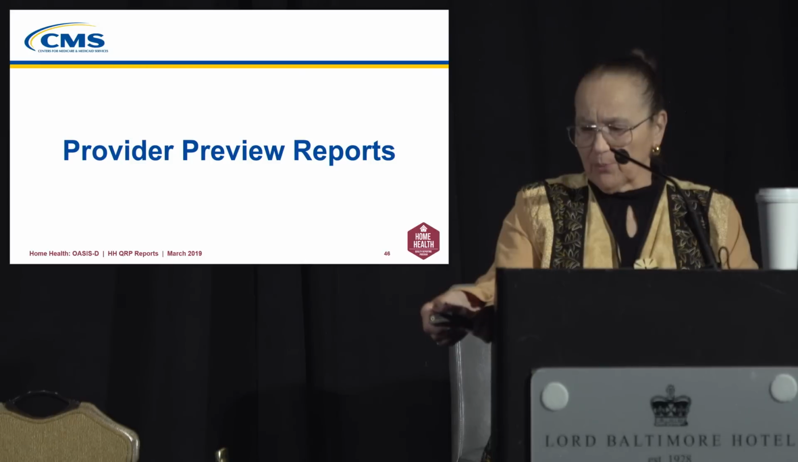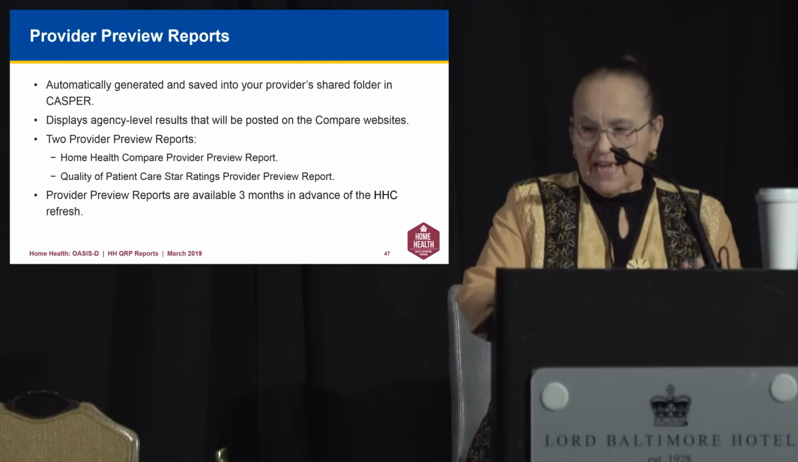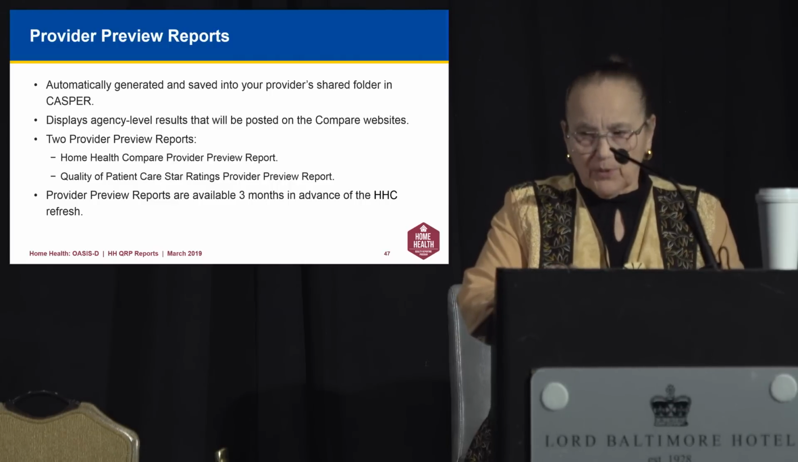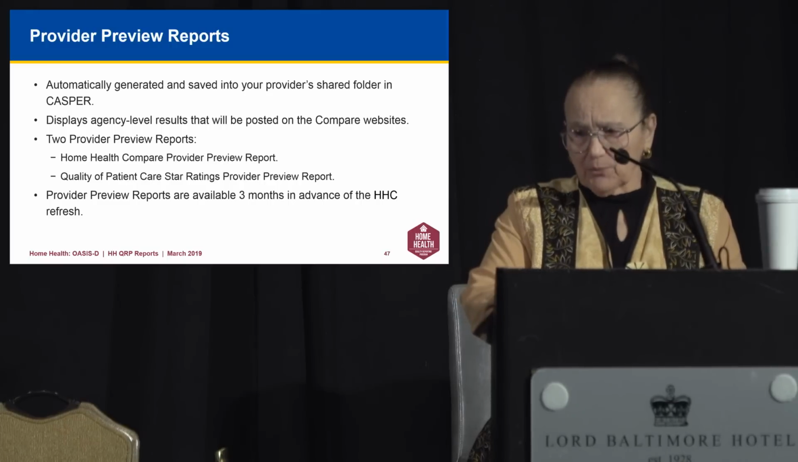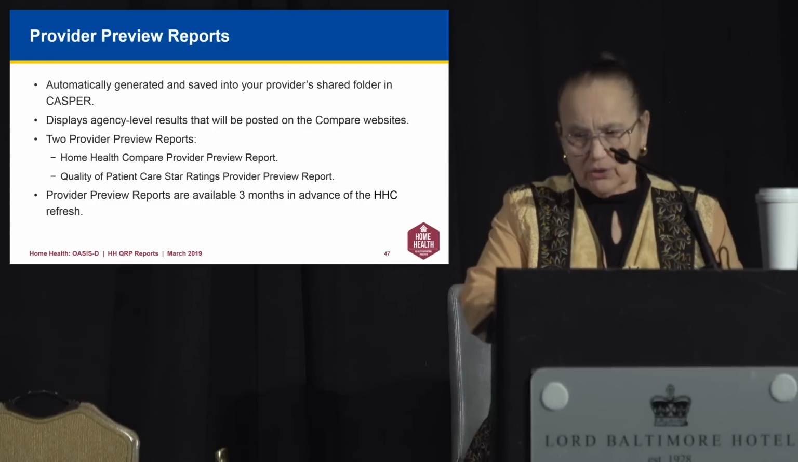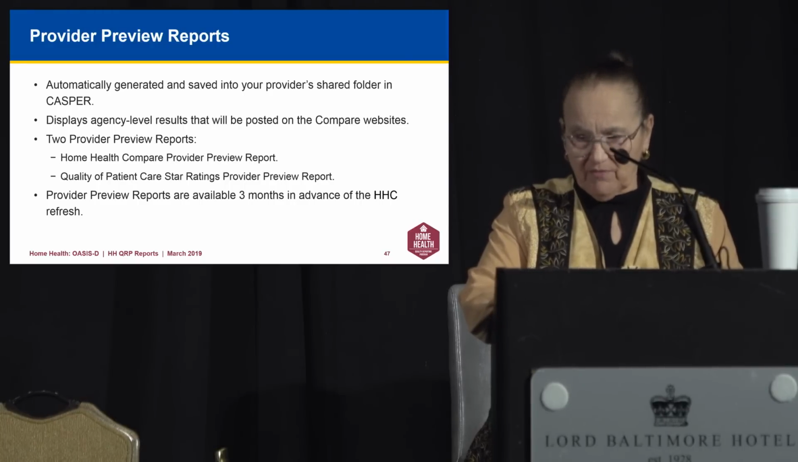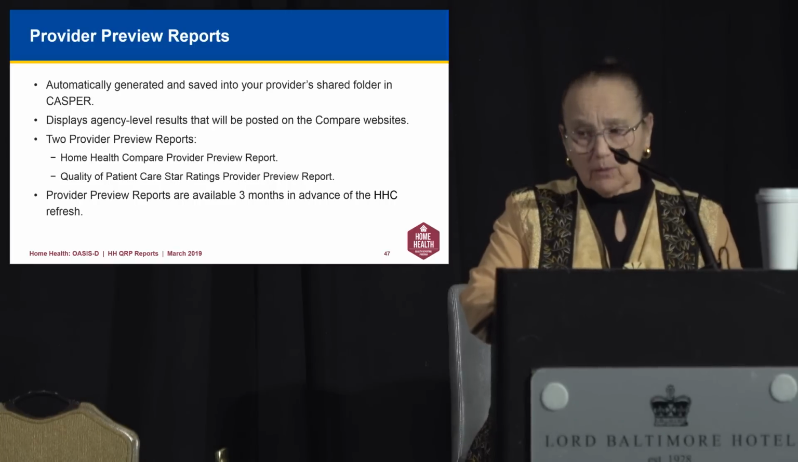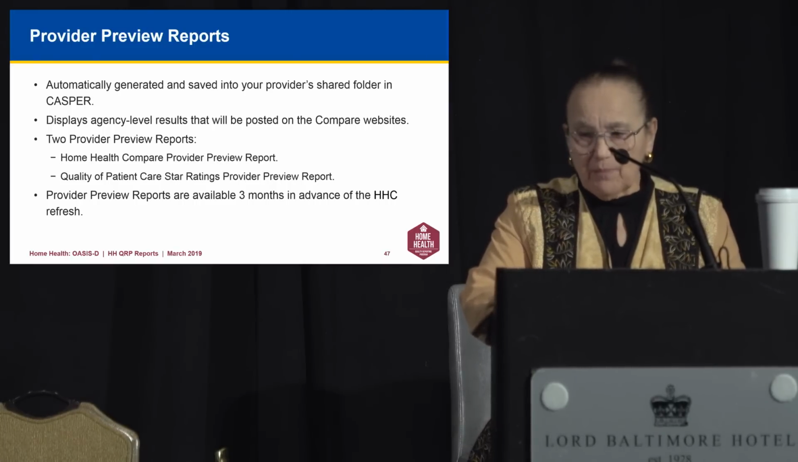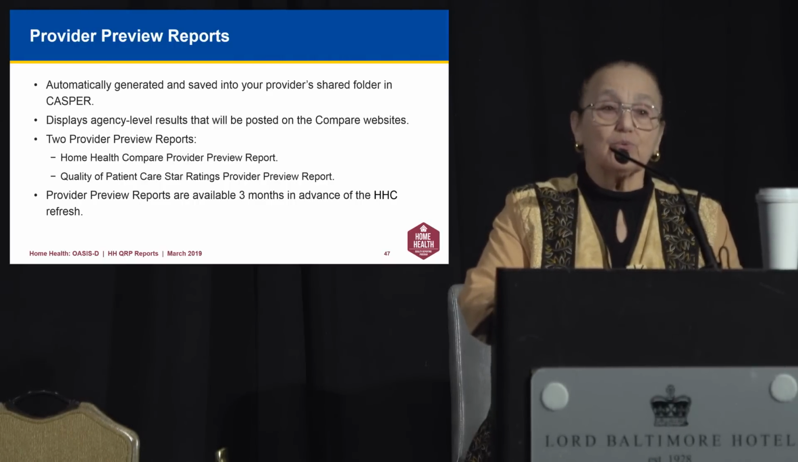Then you have provider review reports. These are automatically generated and saved in your provider share folder in CASPER. This gives you agency-level results that will be posted on the Home Health Compare websites. Two of these you want to pay close attention to: your Home Health Compare Provider Review Report and your Quality of Patient Care Star Ratings Provider Review Report. These are available in that shared folder 3 months in advance of the next Home Health Compare refresh. So you really do want to take a look at this.